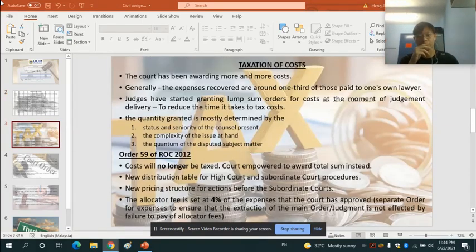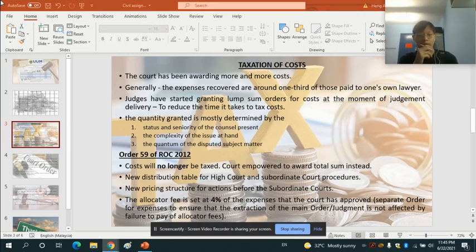Next, we proceed to the taxation of costs. For the taxation of costs, the courts have been awarding more and more costs. In general, the expenses recovered are around one-third of those paid to one's own lawyer. And the judges have started granting lump sum orders for the costs at the moment the judgment is delivered. This is to reduce the time it takes to tax the costs.